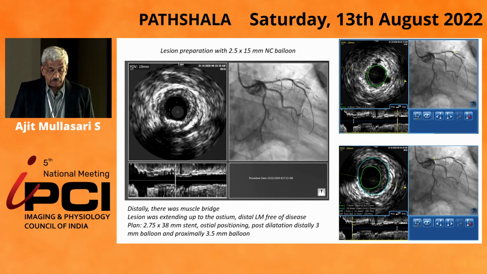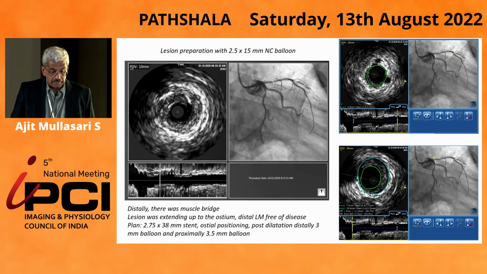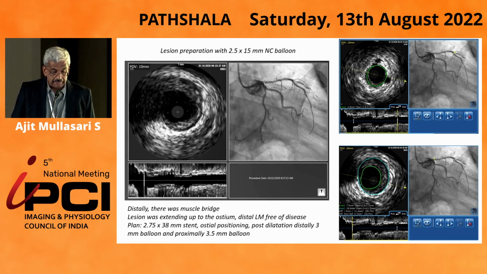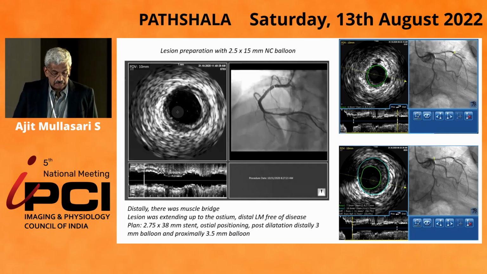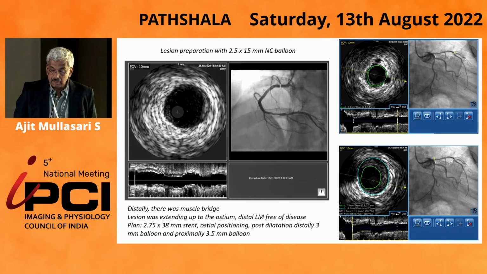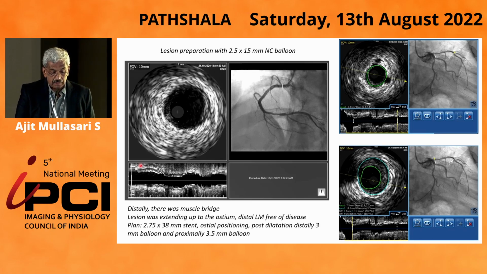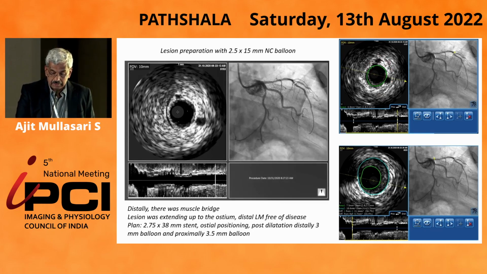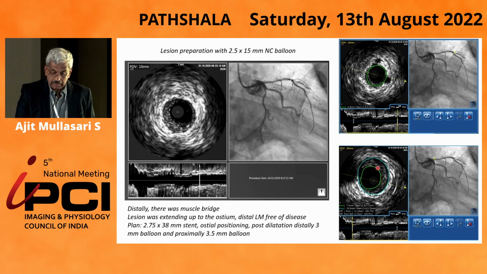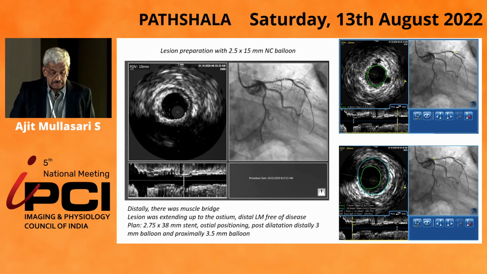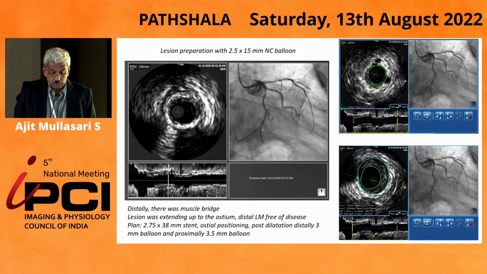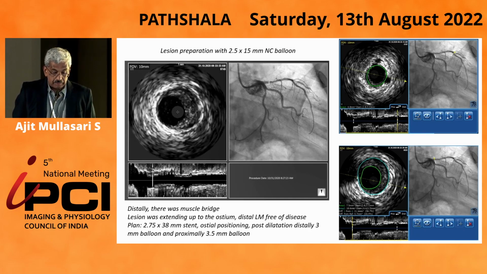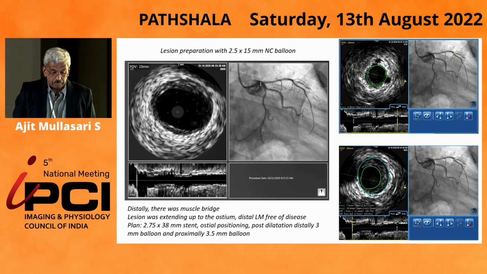So this is a pullback of the IVUS. You can see the distal, there was a muscle bridge, and you can see lesion in the proximal LAD, and you can see that the lesion is extending from the mid-segment to the proximal segment. You can see that the diameter distally is about, you can see here, that's the distal, that's the proximal, and we decided that we had disease up to the ostium. This was approximately a 2.5 to 2.75 distal and a 3 to 3.5 proximal.